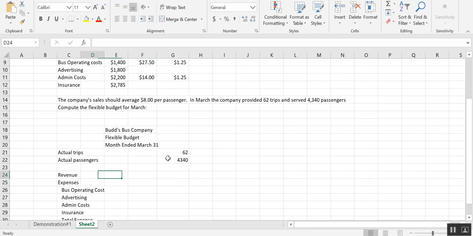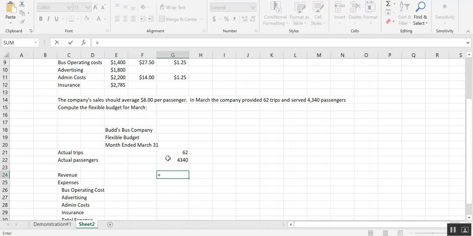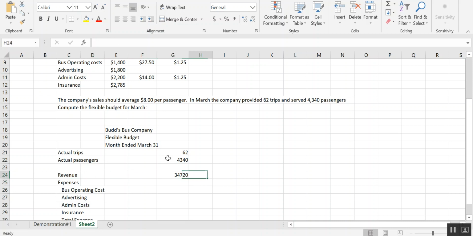So we're going to start out with revenue here, and we're going to take $8 times the number of passengers. Let me do it this way. Equals $8 times the number of passengers. And we get 34,720. Each passenger is paying $8 per trip.